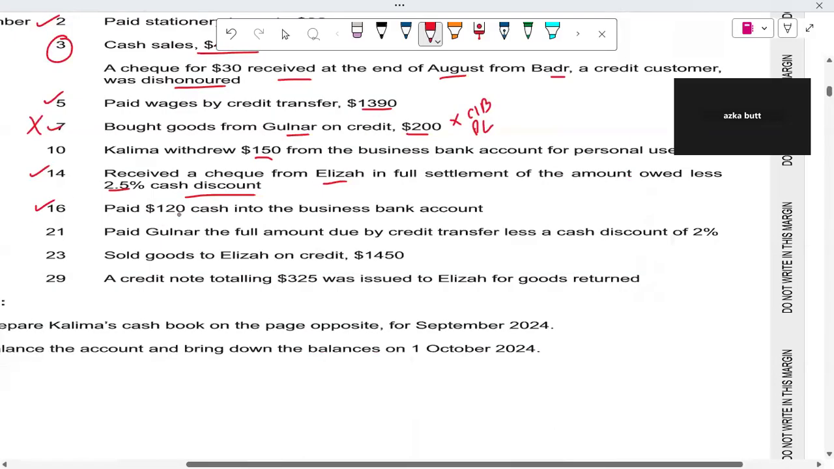On 16th September, $120 cash was paid into the business bank account. So this is basically a contra entry, because we paid $120 cash into the business bank account. Our cash has decreased and our bank column has increased.